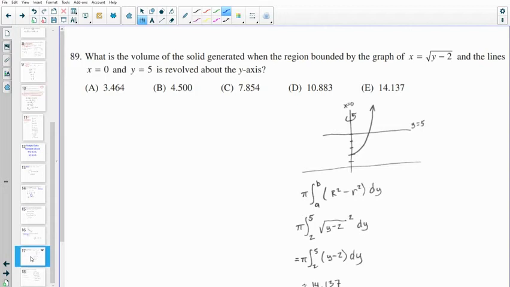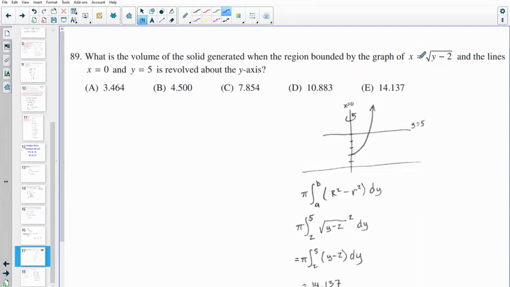The next one that was asked multiple times was question number 89. Oh, the solids of revolution. What is the volume of the solid generated? Probably the scary part about this one is that it's x in terms of y instead of y in terms of x. Now, I'm not going to do it this way, but I would understand if someone looked at this and said, I'm just going to flip everything.